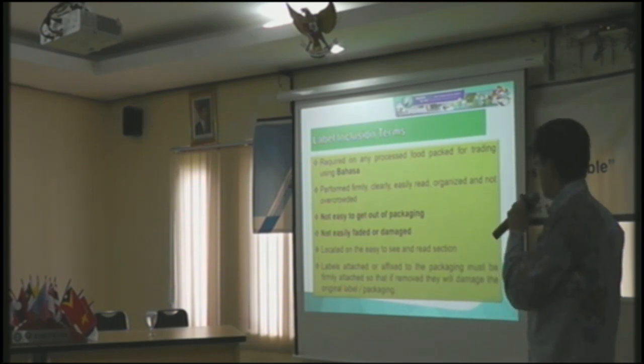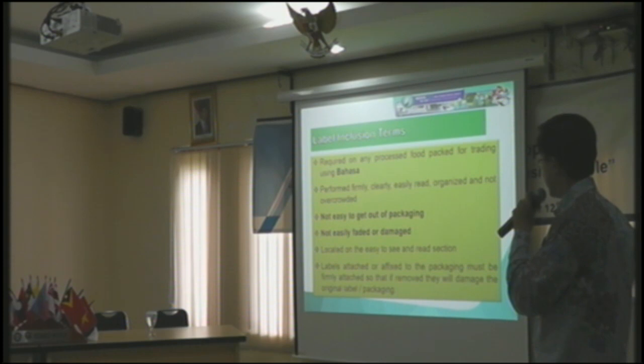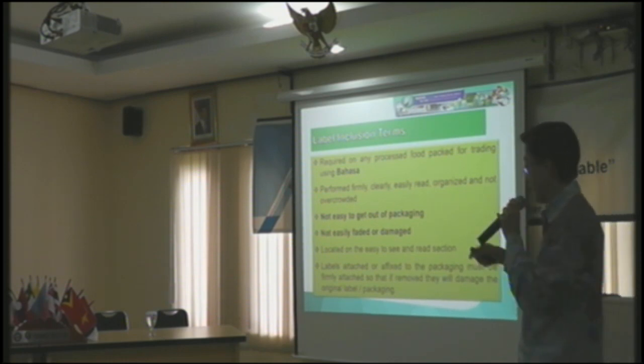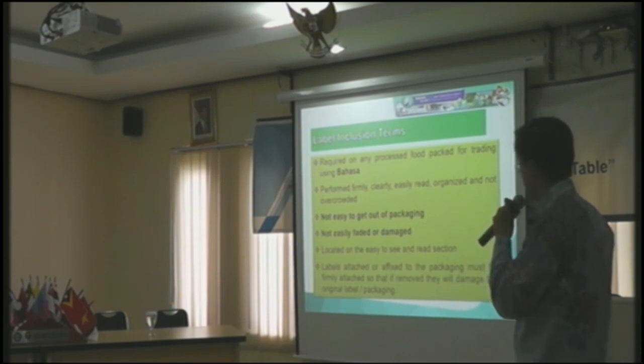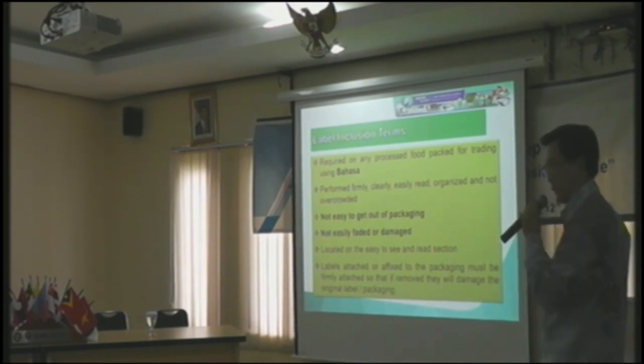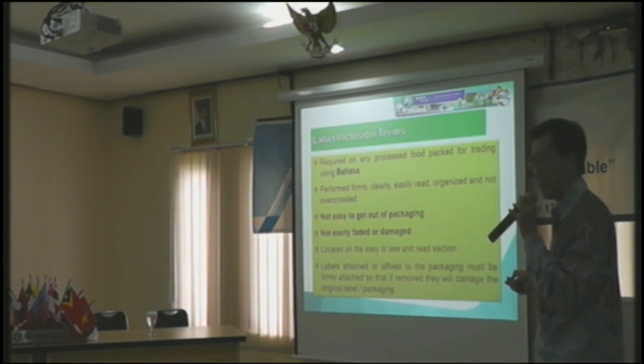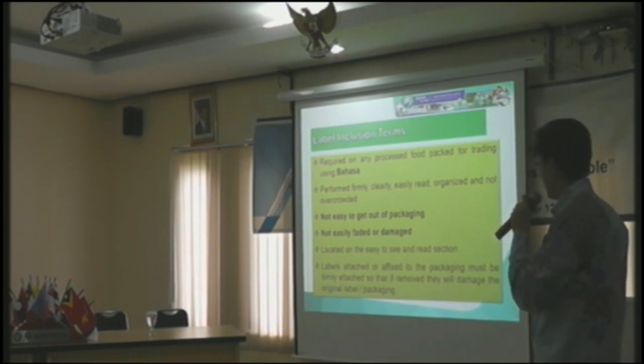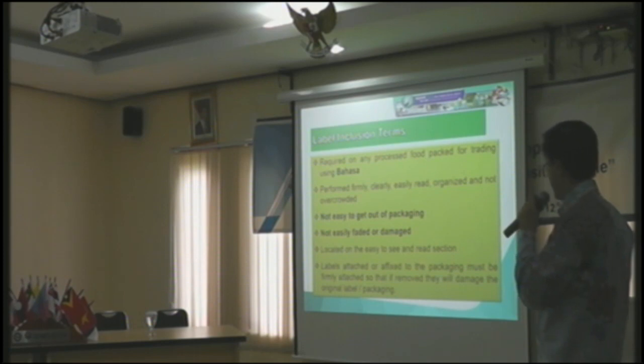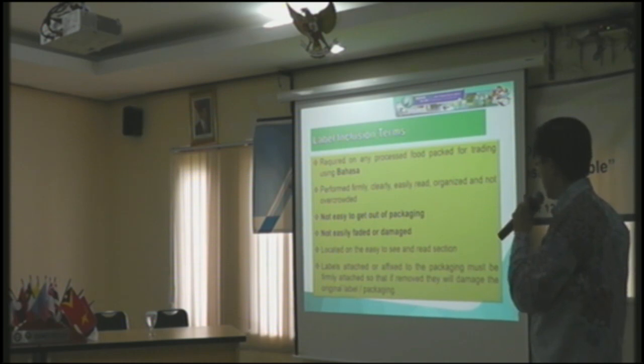So the label must also be presented clearly, easily, organized, and not overcrowded. Also, about how to put the label on the product, this is important. It must not be easy to get off the packaging; it must be permanent, not easily faded or damaged, and located where it is easy to see. The label attached or affixed to the packaging must be firmly attached so that if removed, it will damage. I think this is important.